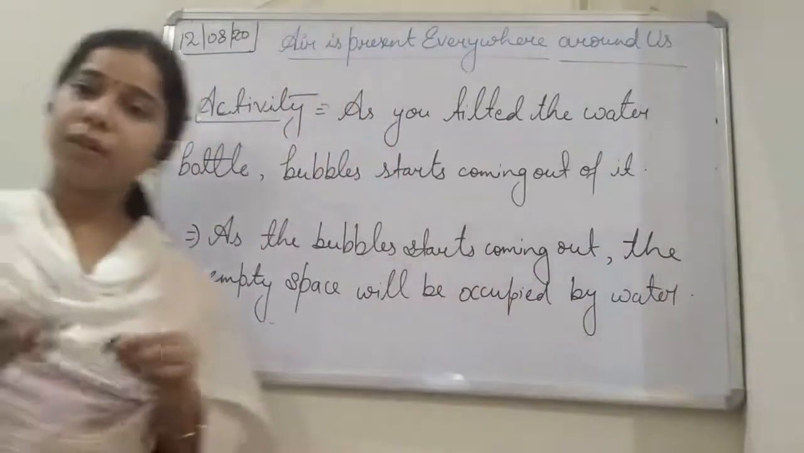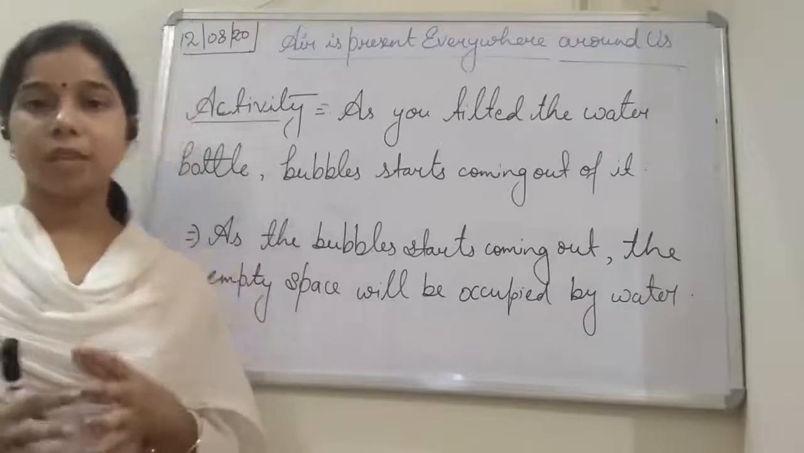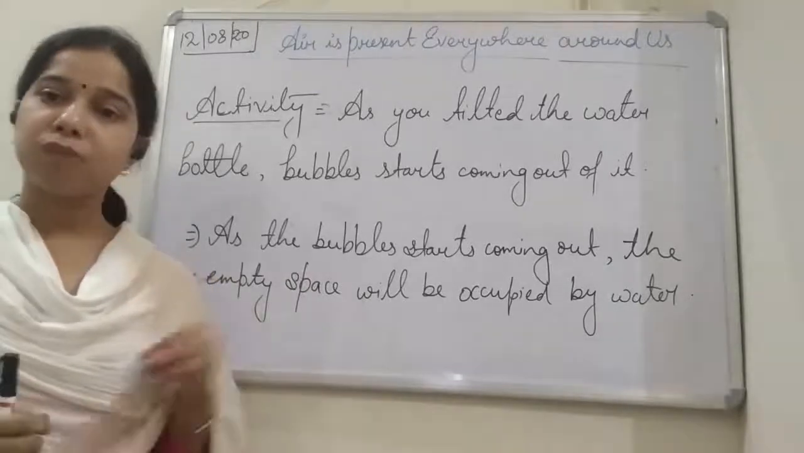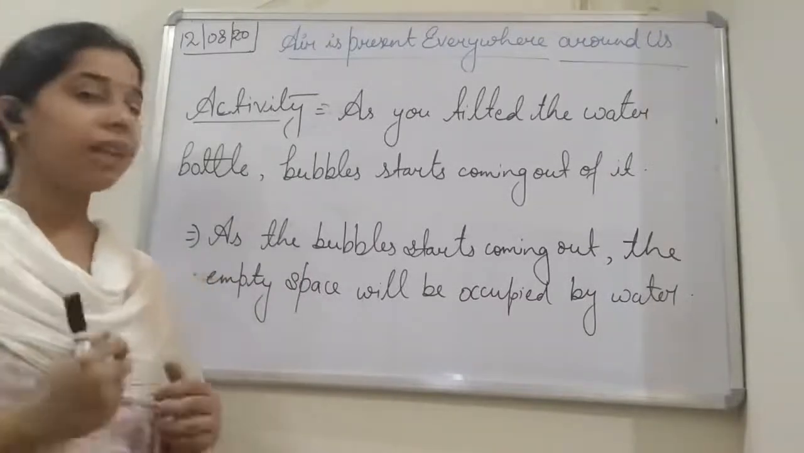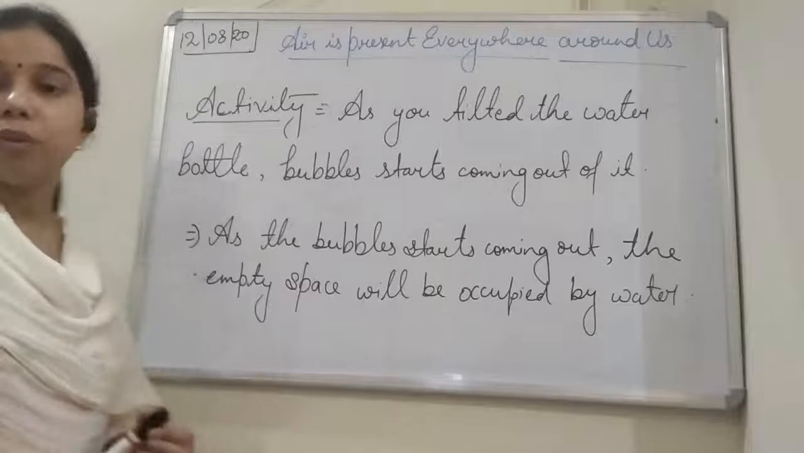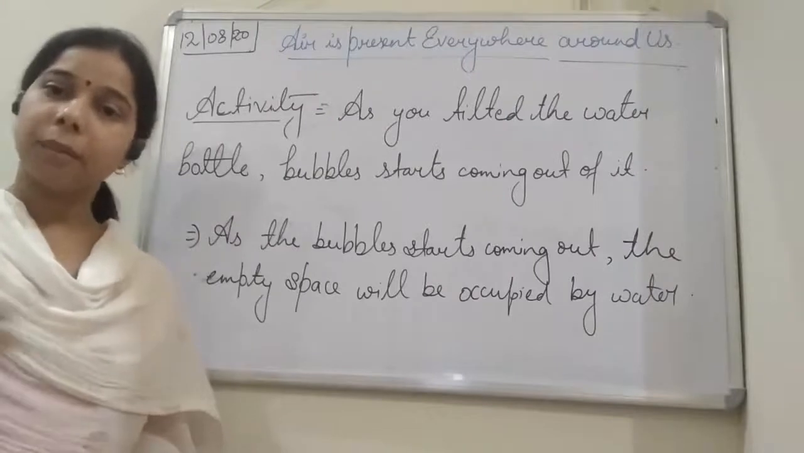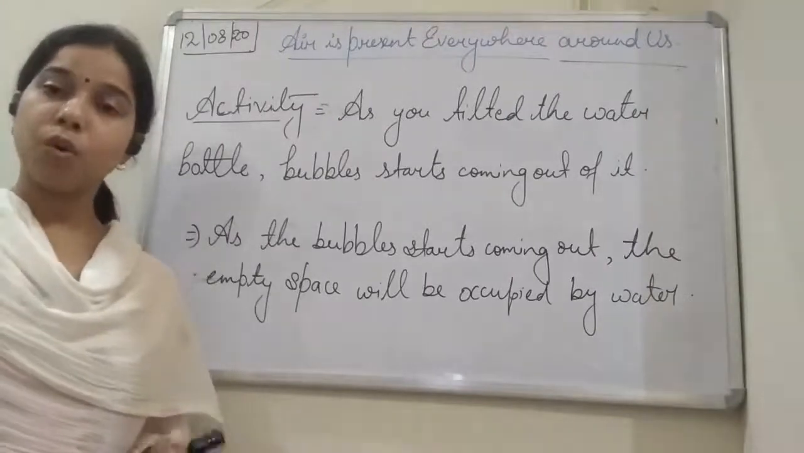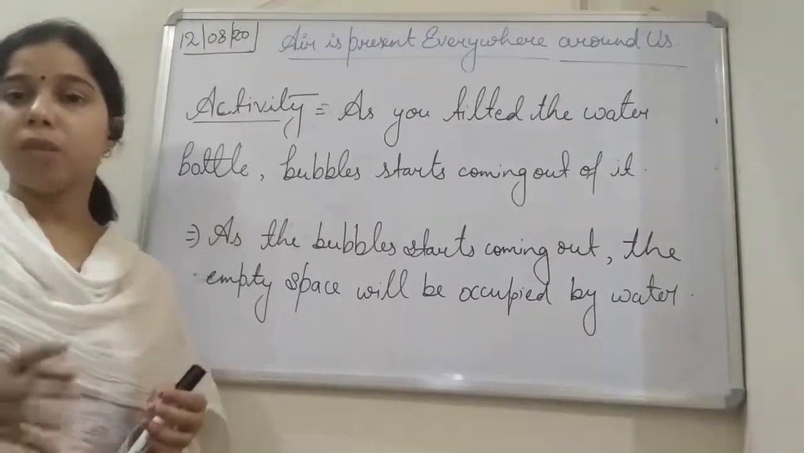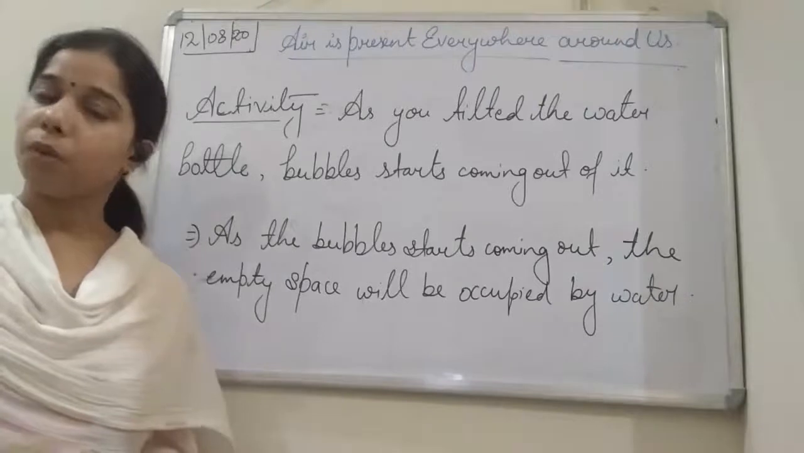Okay, so as you tilted the water bottle, what happened? The bubbles start coming out. The air bubbles indicate the presence of the air which is coming outside from the water bottle when you tilt it. And when the air in the form of bubbles starts coming out, we can say that it is not filled with the air now. The air left behind the space, and this space will be occupied by the water. Thus water starts getting inside the water bottle, students.